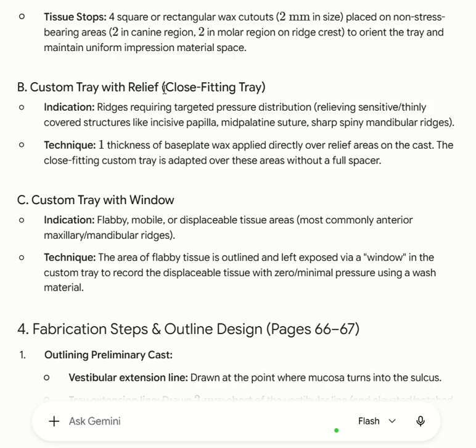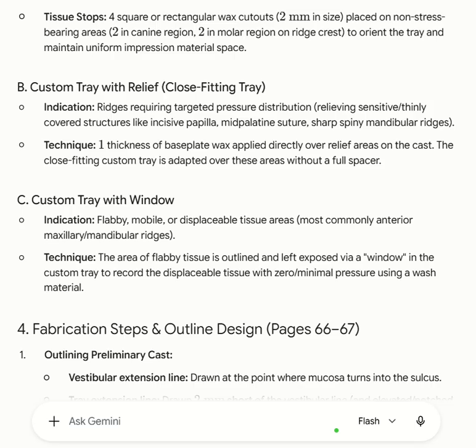C. Custom tray with window. Indication: flabby, mobile, or displaceable tissue areas, most commonly anterior maxillary, mandibular ridges. Technique: the area of flabby tissue is outlined and left exposed via a window in the custom tray to record the displaceable tissue with minimal pressure using a wash material.